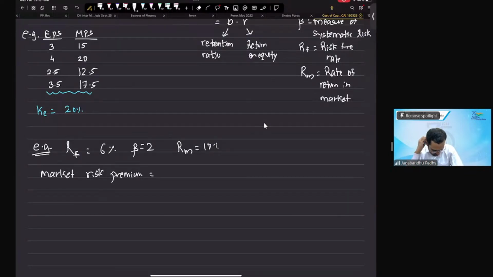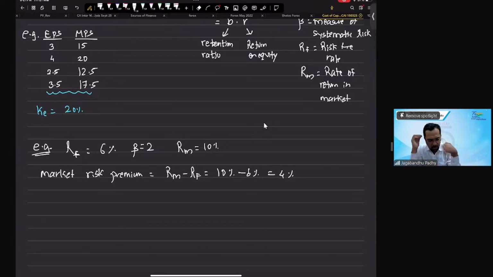Tell me, guys. If the risk-free rate is 6%, beta is 2, and RM is 10%, what is the market risk premium? How much extra return are you getting by investing in the market? Can I say it is RM minus RF, which is 10% minus 6%, that is 4%. So market risk premium is RM minus RF, which is 4%, right?